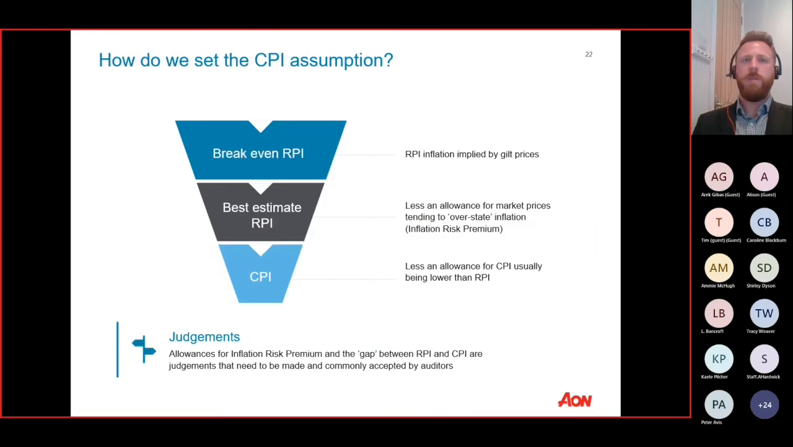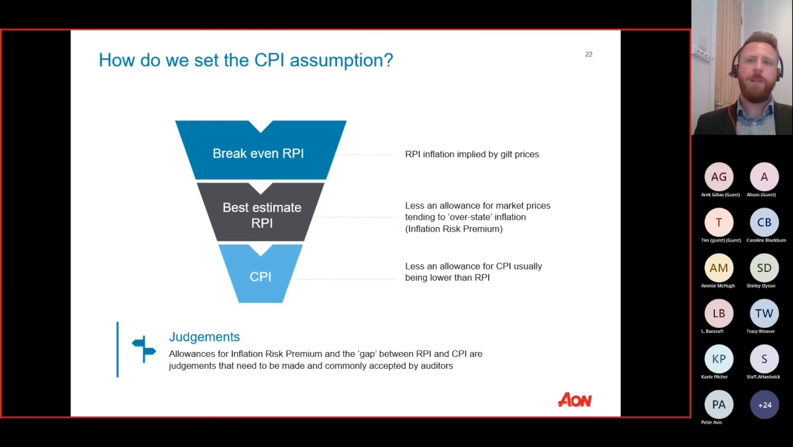Moving on then to the CPI assumptions, this is probably the more contentious change this year. The industry standard for setting the CPI assumption for accounting purposes is to start by looking at inflation rates priced into the gilts market. That's known as break-even inflation because it's the inflation rate that would need to be paid by an index-linked gilt to give you the same overall return as a fixed interest gilt, noting that currently index-linked gilts pay RPI inflation.